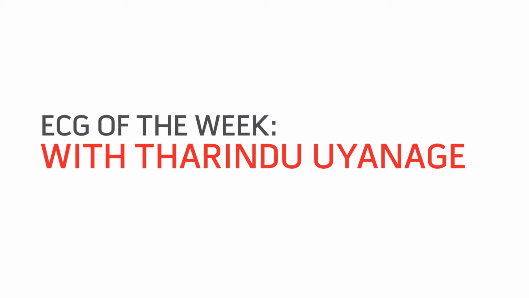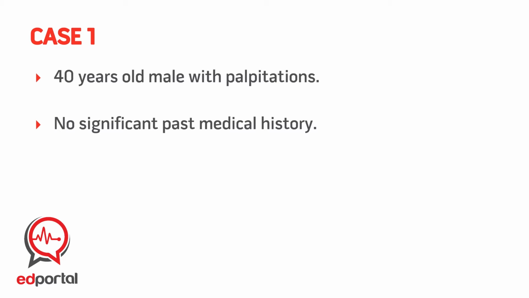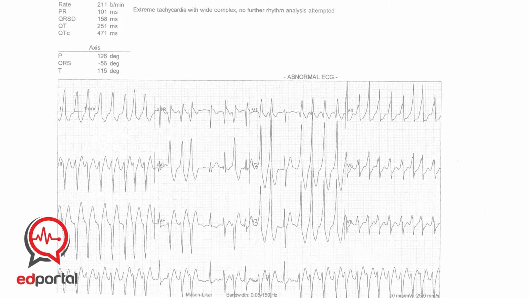This is a short video to highlight key features of this ECG, remind ourselves about basic pathophysiology and management of this patient. This is a 40-year-old male who presented with palpitations for 24 hours. He did not have any significant past medical history and his systolic blood pressure was 130. So he was very stable on presentation. So this is his ECG.